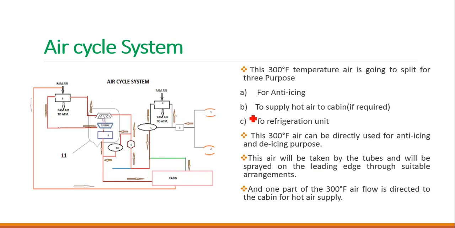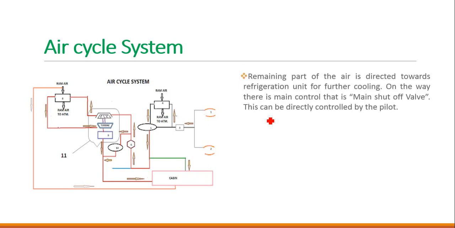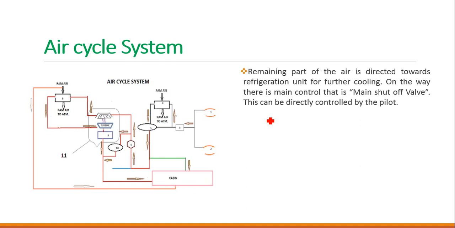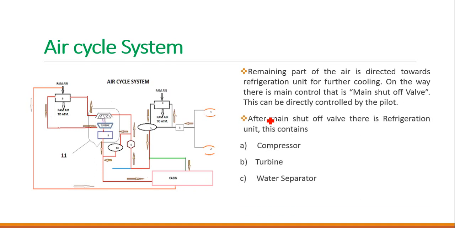As I told, the second part is the hot air moved to the cabin for supplying hot air into the cabin. The remaining part is for the refrigeration unit. Here we can see this refrigeration unit; this arrow represents the refrigeration unit. It contains the compressor, turbine, and a water separator.